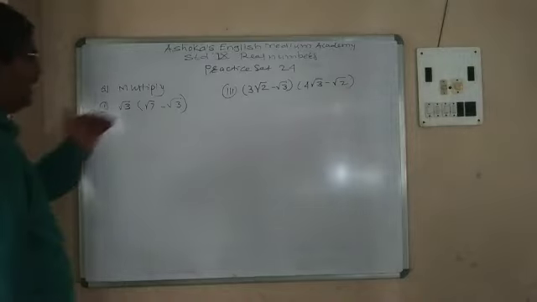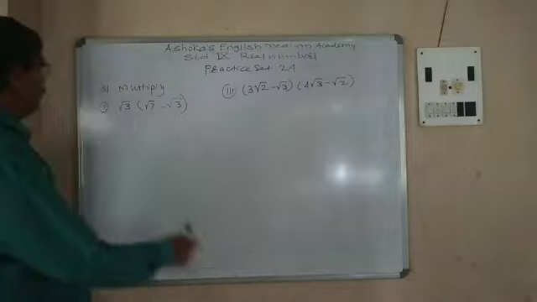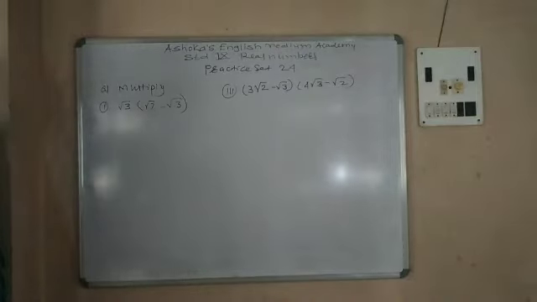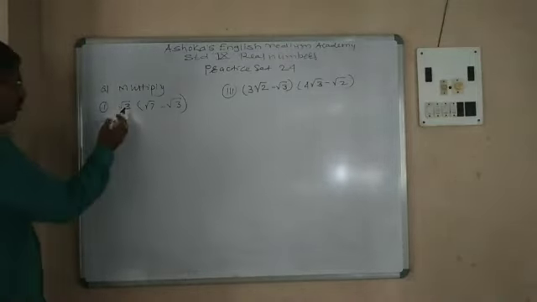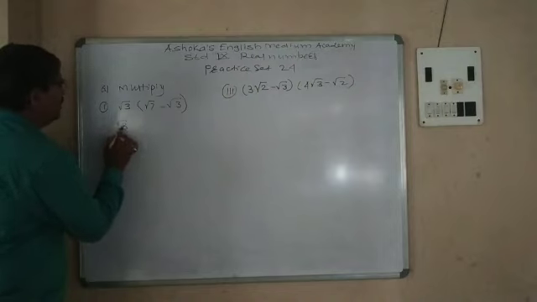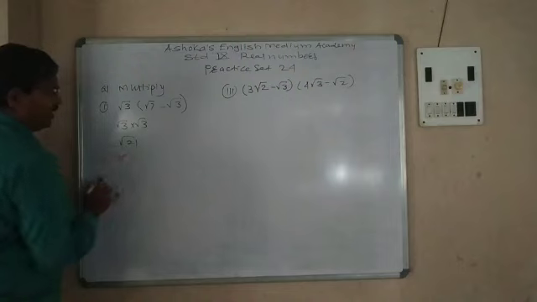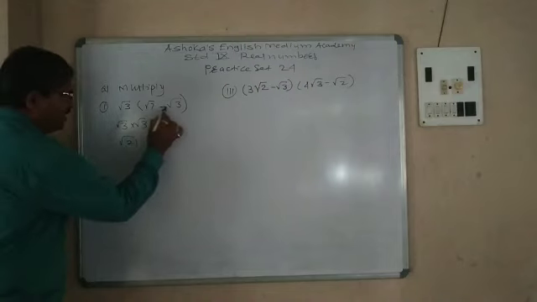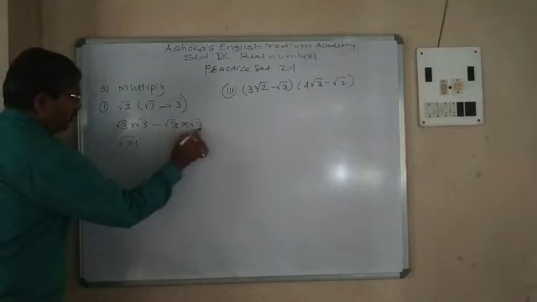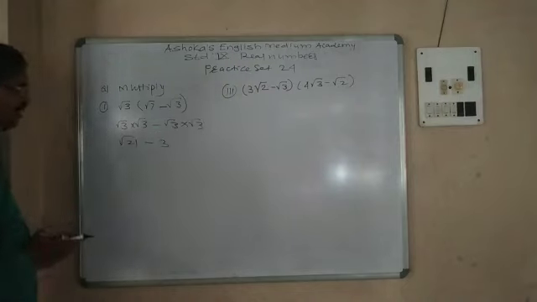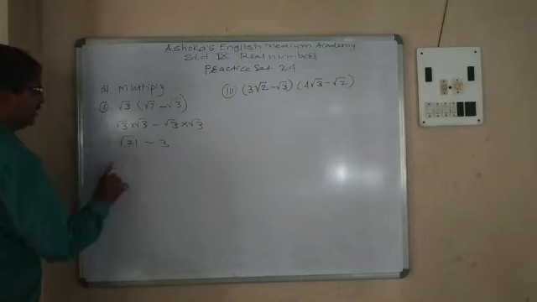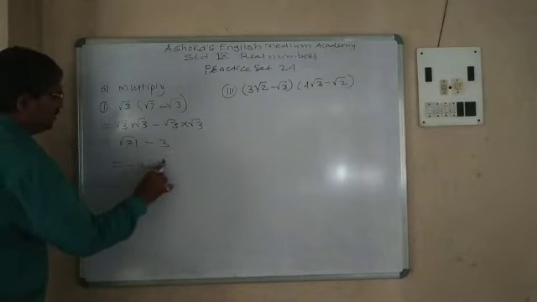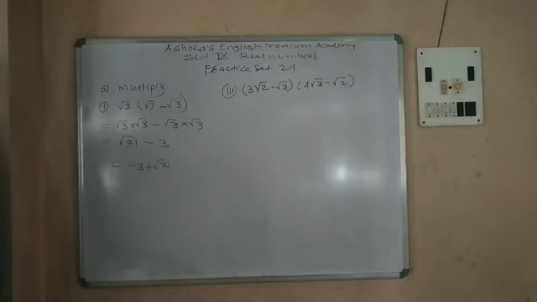Now here in practice set 2.4, we will solve question number 1. Here it is told to multiply. So we will multiply root 3 into root 7. What will happen? Root 21 will come. And minus, here it is a sign in bracket. Then root 3 into root 3 means only 3 should come. What is the final answer? Do you know? Minus 3 plus under root 21 is the answer.